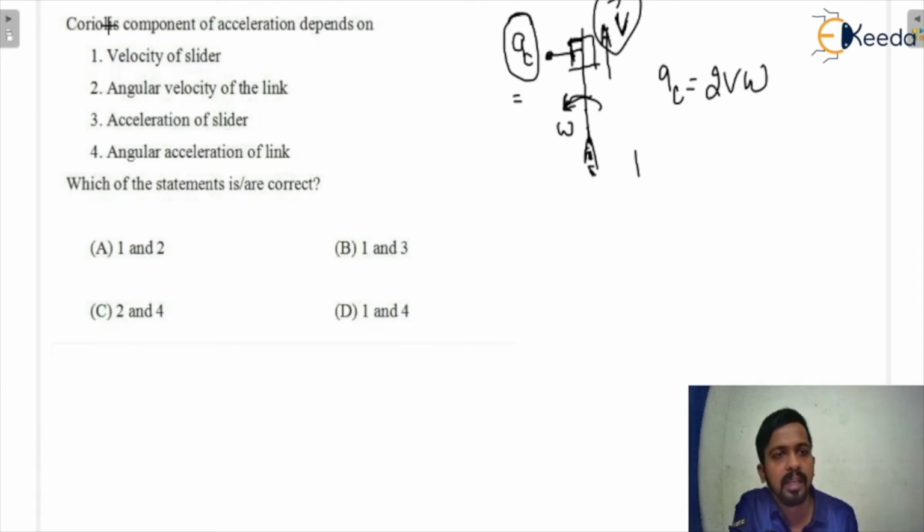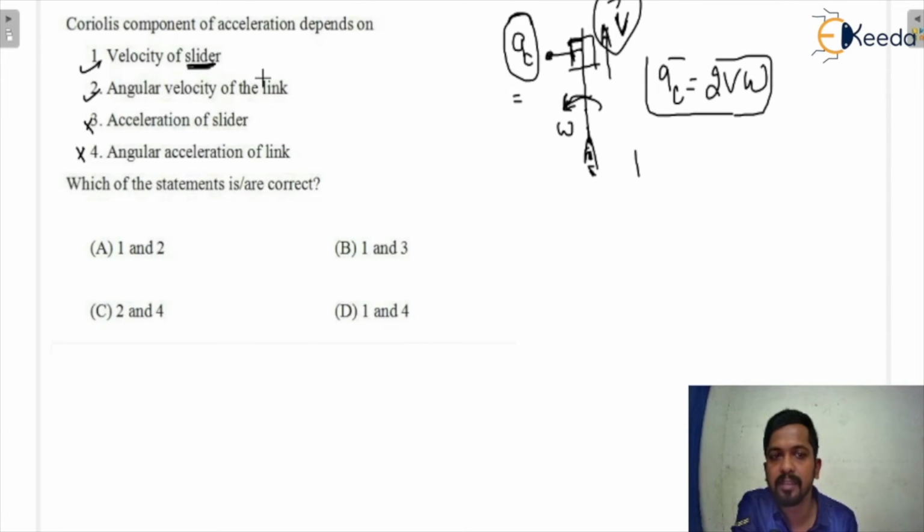I revised this for you. Now the question asks what the Coriolis component of acceleration depends on. Velocity of the slider, yes. Angular velocity of the link, that is correct. Acceleration of the slider, this is not correct. And the angular acceleration of the link, this is also not correct, because in the formula of Coriolis acceleration, v is the velocity of the slider and omega is the angular velocity of the link. So option A is the correct answer for this question.